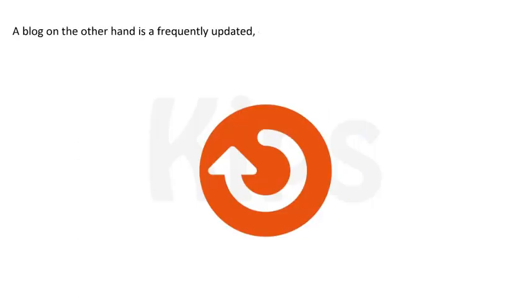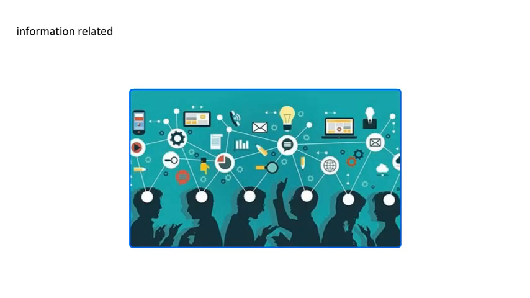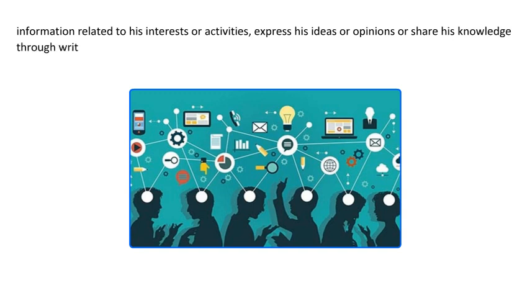A blog, on the other hand, is a frequently updated online personal journal or diary where a person can log, write or post information related to his interest or activities, express his ideas or opinions, or share his knowledge through writing articles on specific topics.